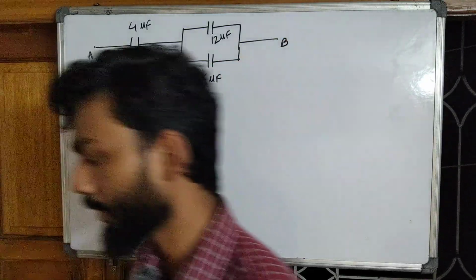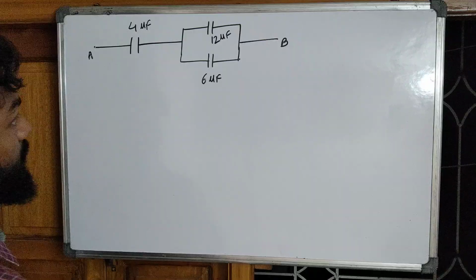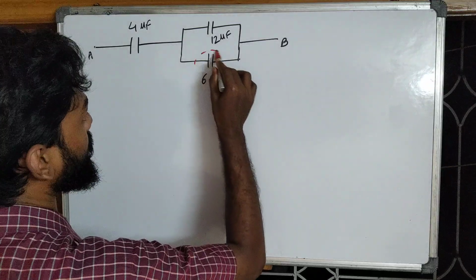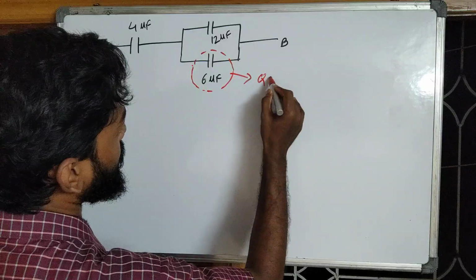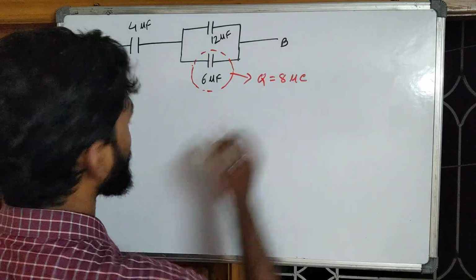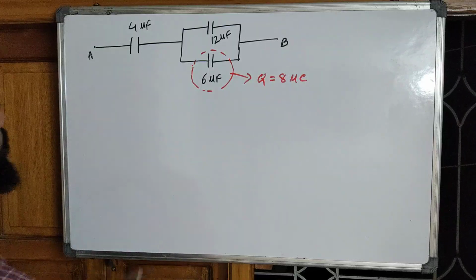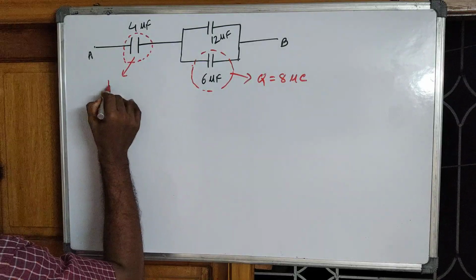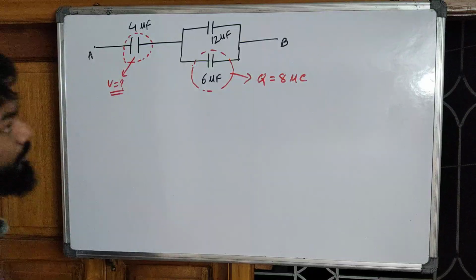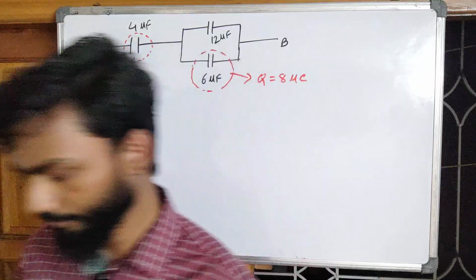The charge on the 6 microfarad capacitor is 8 microcoulomb. Charge equals 8 microcoulomb. Find out the potential drop across the 4 microfarad. What is the potential drop across this? Okay, so this is a question. You can pause it and try.